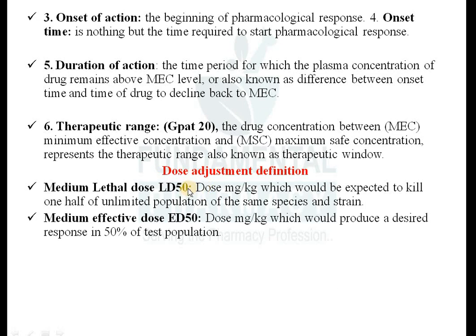Lethal dose 50: the dose in milligram per kilogram at which we can expect a killing of half of the population. For example, if you have 1000 people and you give a dose, say 10 milligram per kg, and 500 of the 1000 people die, then that is called the medium lethal dose. So the dose required to kill 50% of the population is nothing but the medium lethal dose.